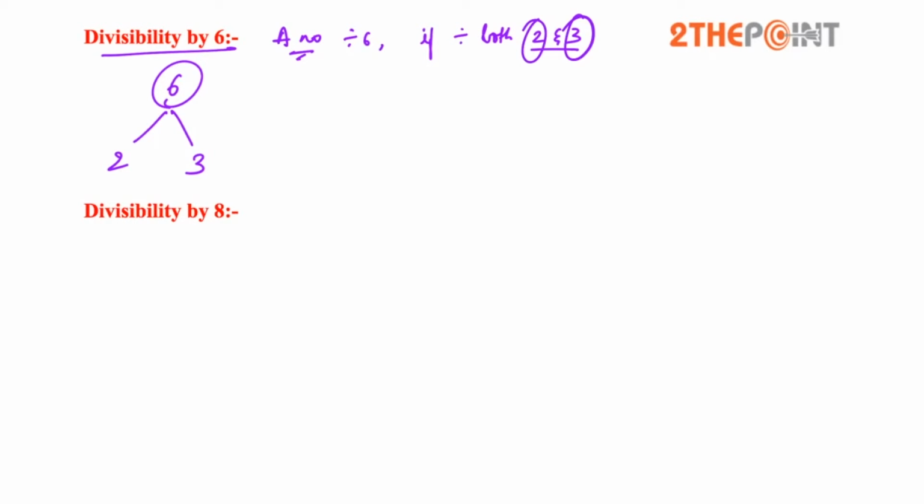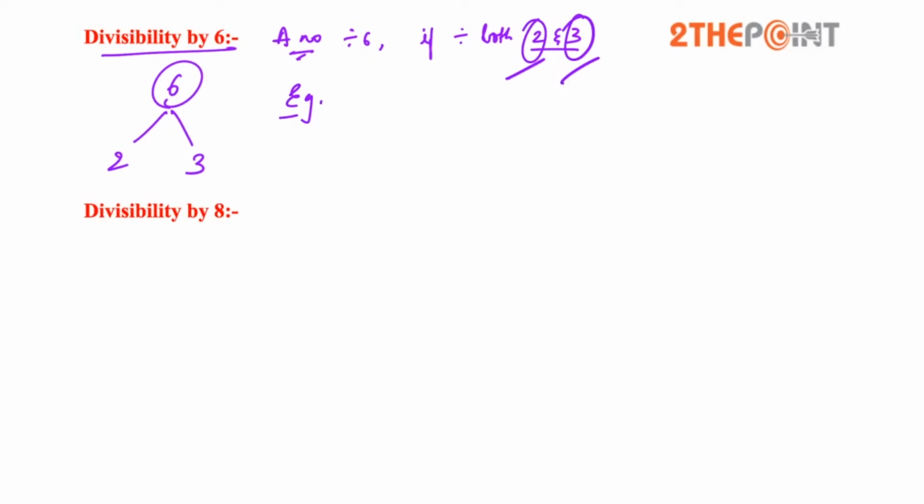Divisibility by 6. A number is said to be divisible by 6 if it is divisible by both 2 and 3. Why did 2 and 3 come in between? Because the factors of 6 are 2 and 3. So if 2 and 3 divide a number, then 6 also divides that number. The condition is that both 2 and 3 should divide the number.